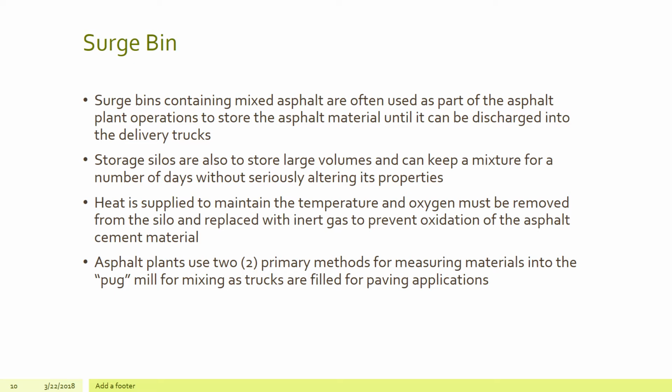The storage bins, of course, contain mixed asphalt and are often used as part of the asphalt plant operations to store the asphalt materials until they can be discharged into the delivery trucks. Storage silos are also used to store large volumes and keep a mixture for a number of days without seriously altering its properties or contents. Heat is supplied to maintain the temperature, and oxygen must be removed from the silo and replaced with inert gas to prevent oxidation of the asphalt cement materials. Asphalt plants use 2 primary methods for measuring the material into the pug mill for mixing as trucks are filled for paving applications.